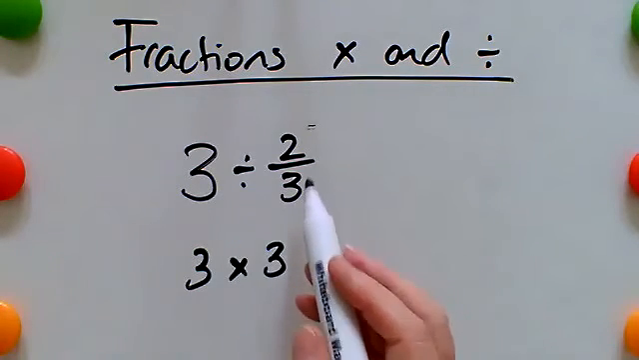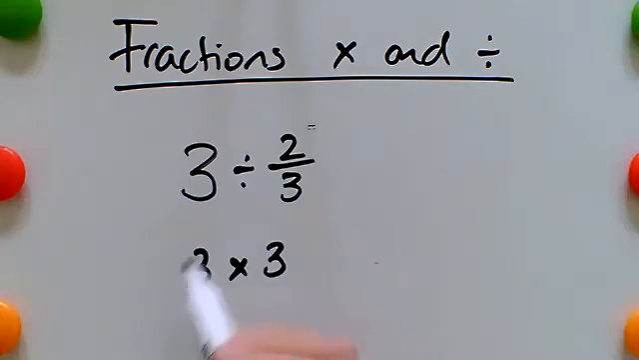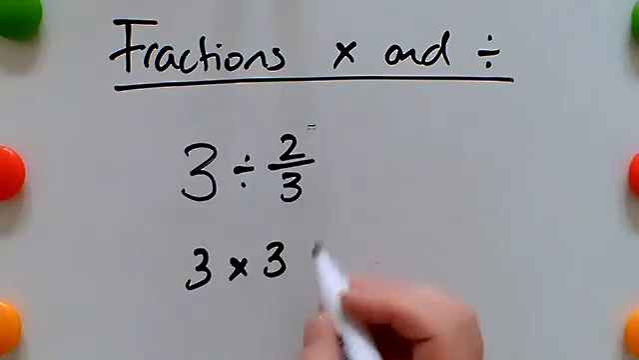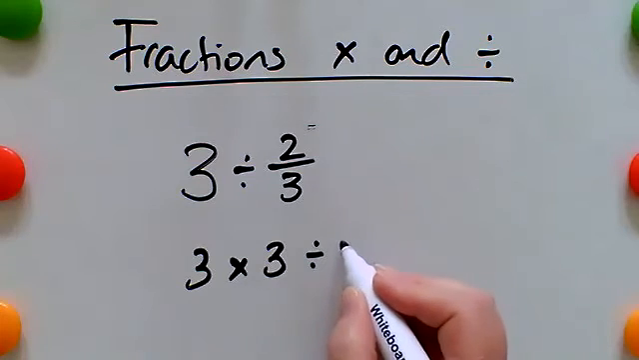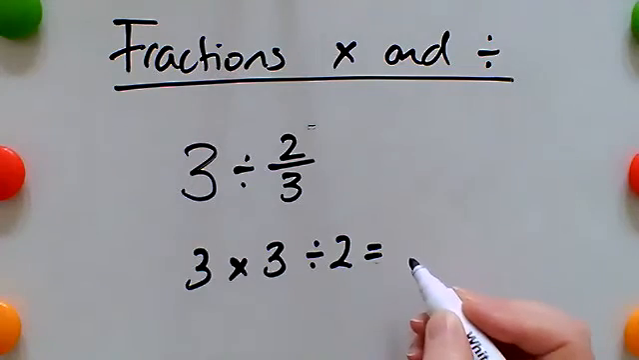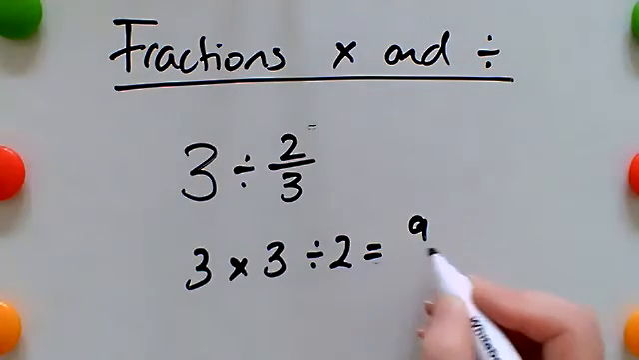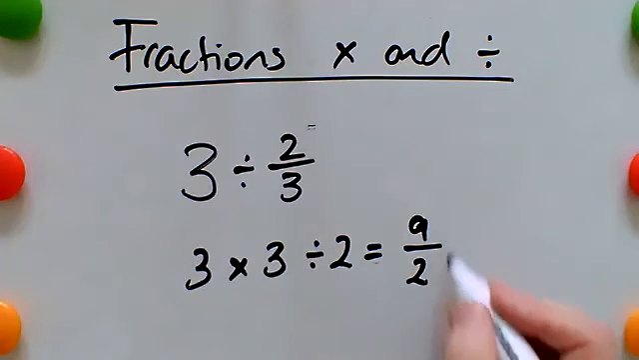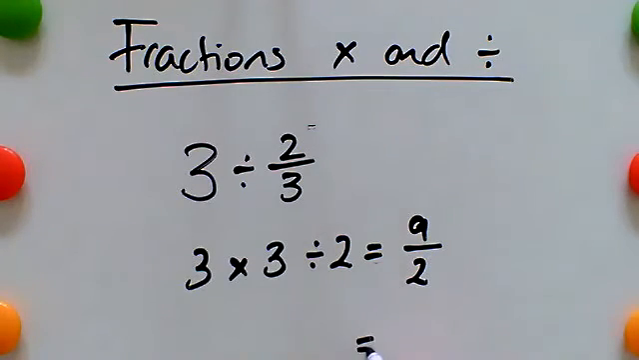But then I'm actually going to need half of that answer because I want to know how many times 2/3 goes in. So I would divide the answer by 2. So 3 times 3 would give me 9 divided by 2. Now we can leave our answer like that, or we can convert that into a mixed number. 2 goes into 9, 4 times into 8, with 1/2 left over.